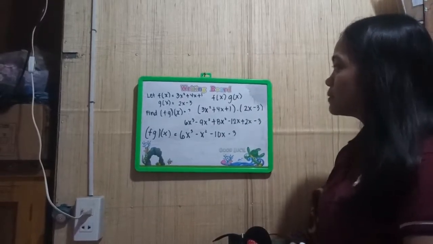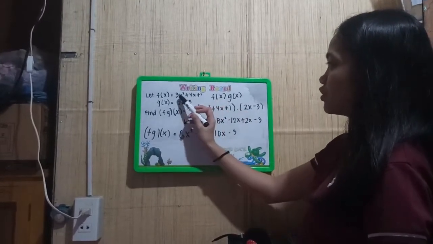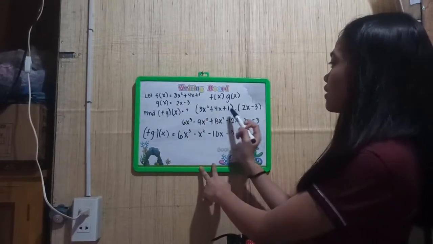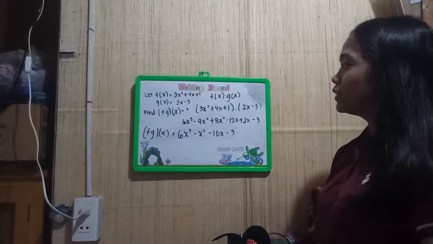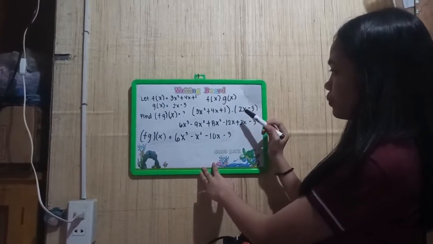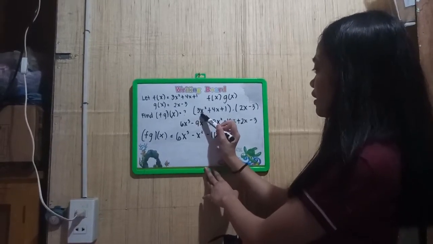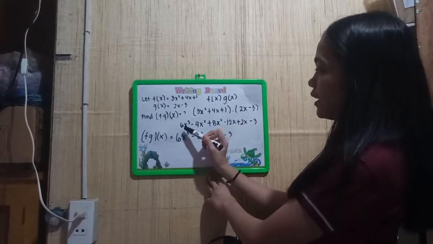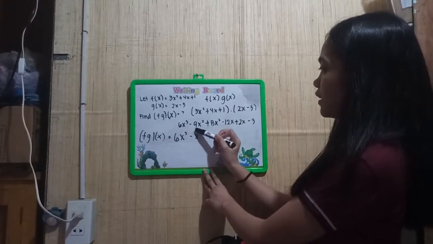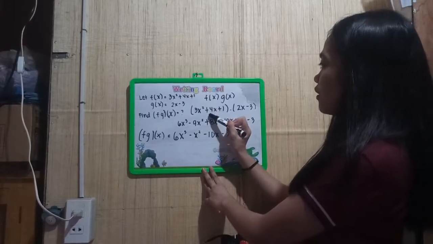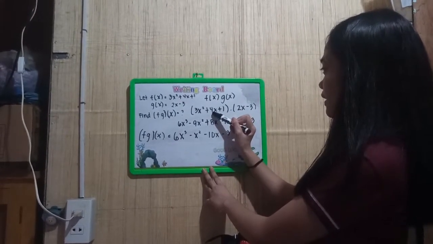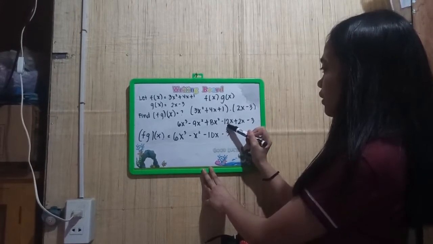So first, substitute the value of f of x, which is 3x squared plus 4x plus 1, and our g of x is 2x minus 3. So we will do the distributive in each term to the other group. First term, 3x squared times 2x, we will have 6x cubed. 3x squared times negative 3, negative 9x squared. Second term, 4x times 2x is 8x squared, and 4x times negative 3, negative 12x.